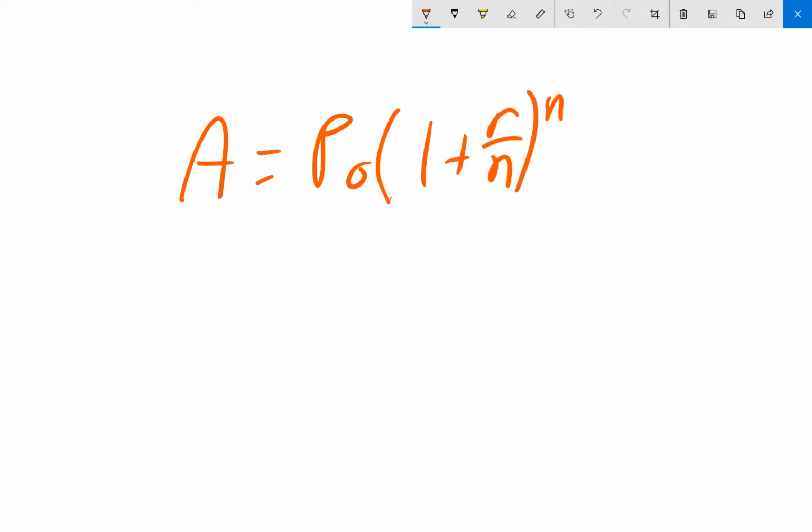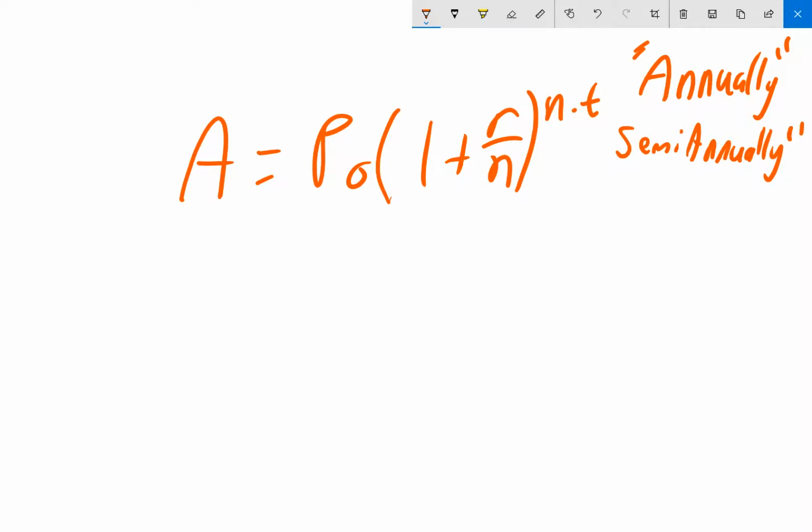Basically, this chapter is just a plug in the formula kind of chapter. So the compound interest formula, the first one you see, which is A equals P0 times (1 plus R over N) to the power of N times T. This is for anything that's compounded. It could say compounded annually, it could say compounded semi-annually. I'll explain what all these mean in a second.